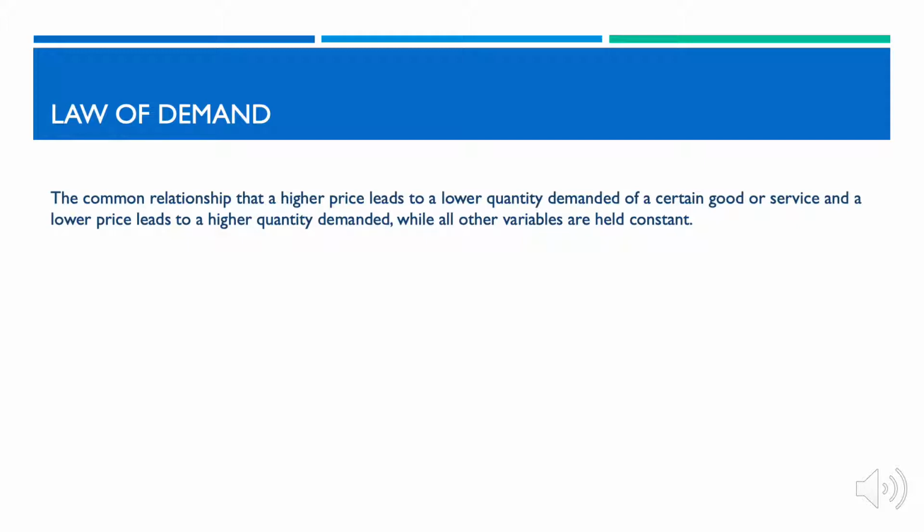Now let's go over the law of demand. The law of demand is the common relationship that a higher price leads to a lower quantity demanded of a certain good or service, and a lower price leads to a higher quantity demanded, while other variables are held constant. The law of demand assumes that all other variables that affect demand are held constant.